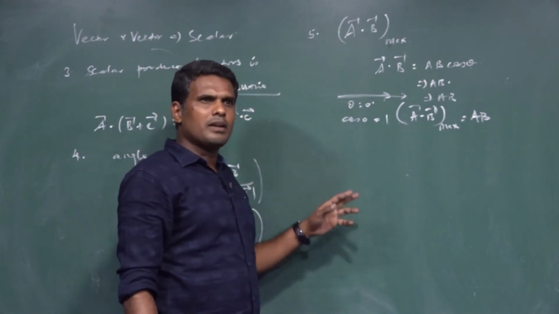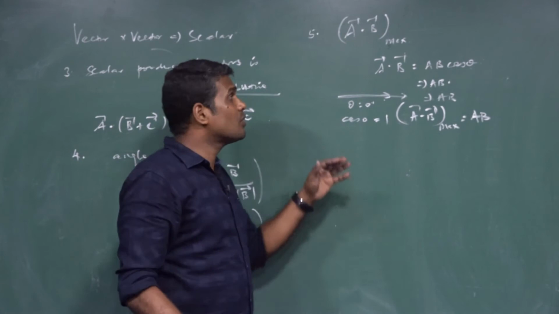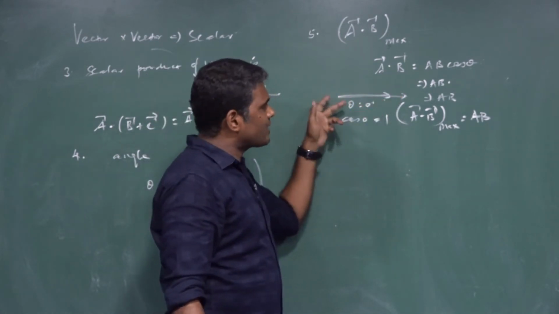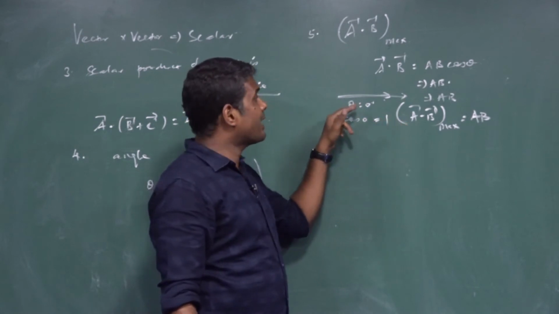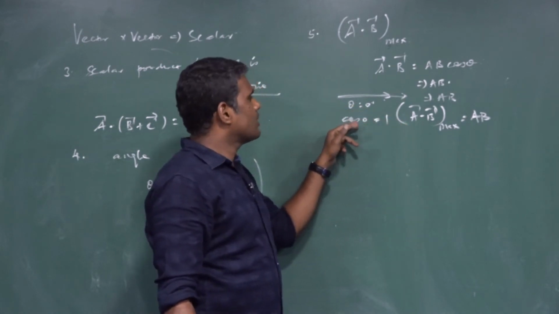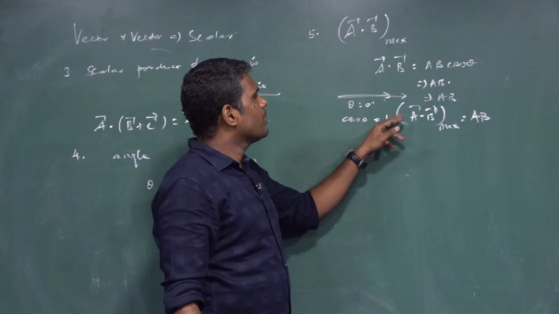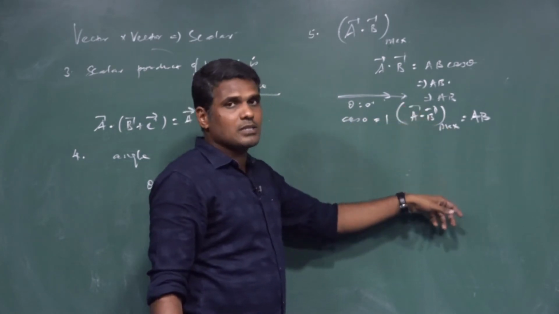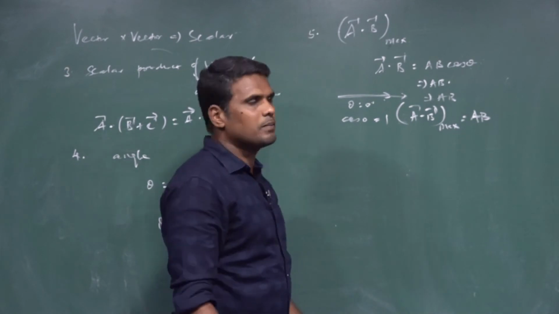This is applicable in most of the physics fundamentals, so you should know this. If two vectors are acting along the same direction by making an angle theta equals 0, then cos 0 is equal to 1 as per trigonometry. Then A vector dot B vector is maximum, which is equal to AB.